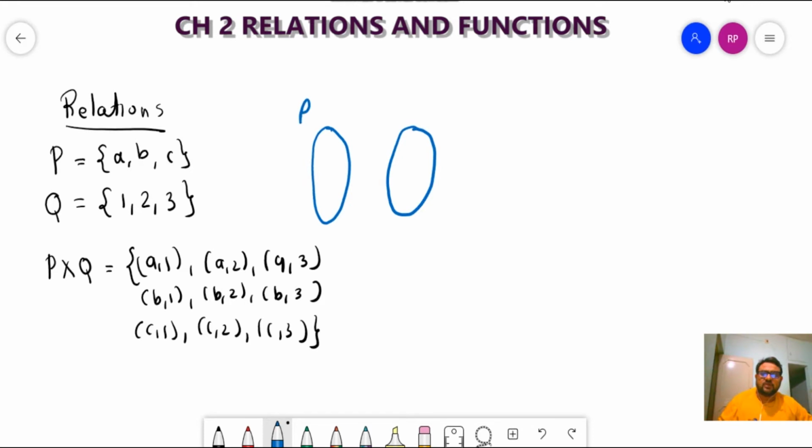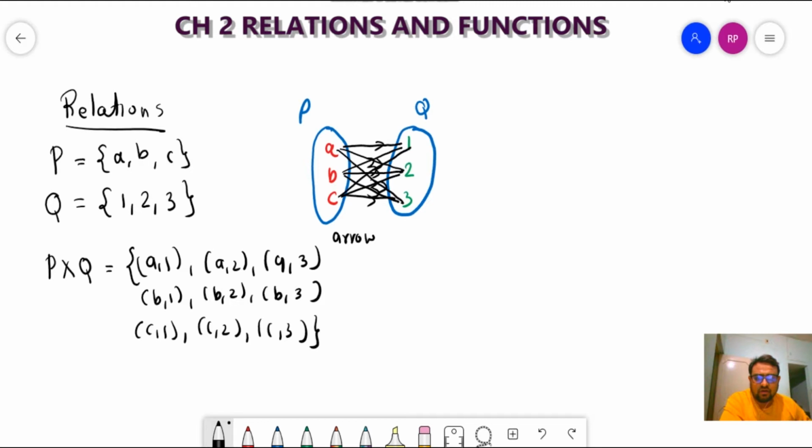Let's name this as P and this as Q. The elements in P are A, B, C and in Q are 1, 2 and 3. So from A the relation can be A1, A2, A3. From B, B1, B2, B3. And from C, C1, C2 and C3. So this is in the arrow diagram form. This is called an arrow diagram.